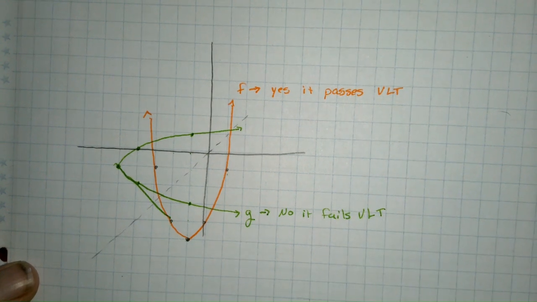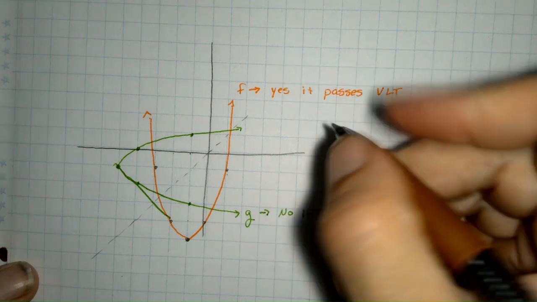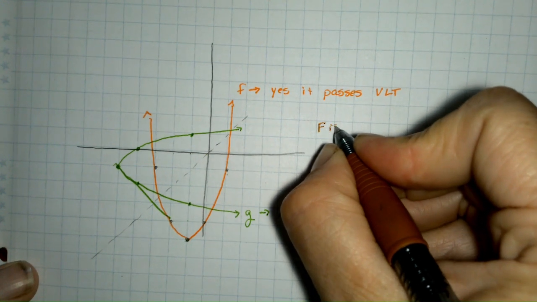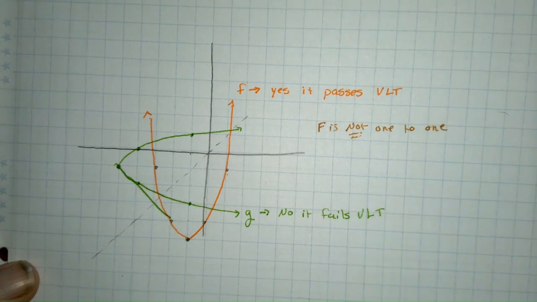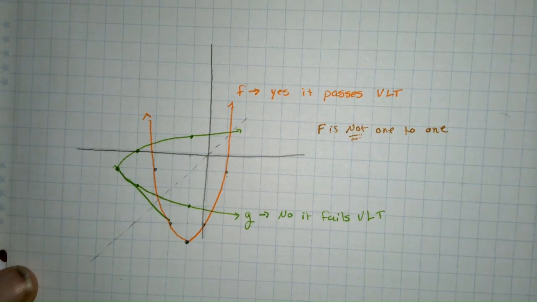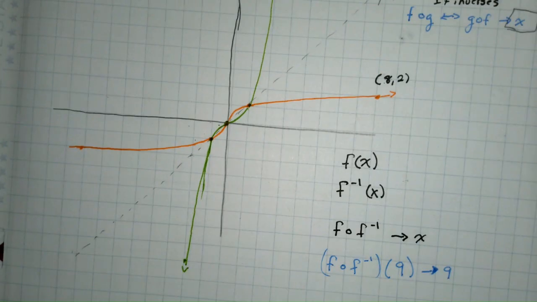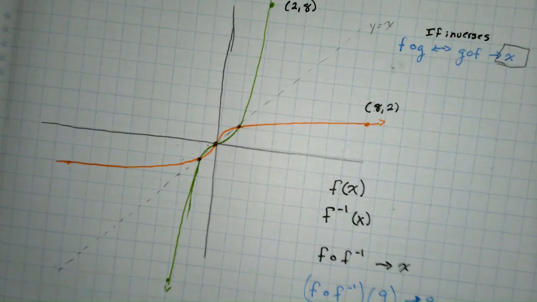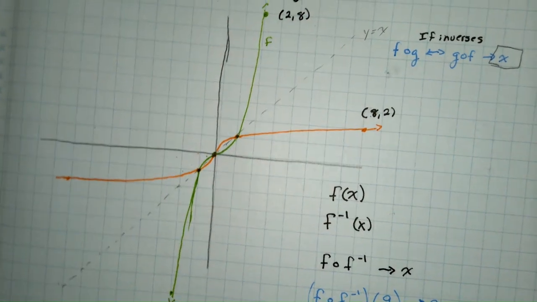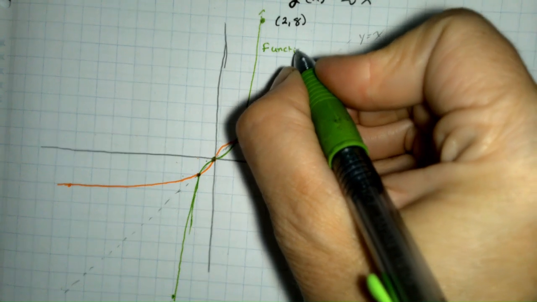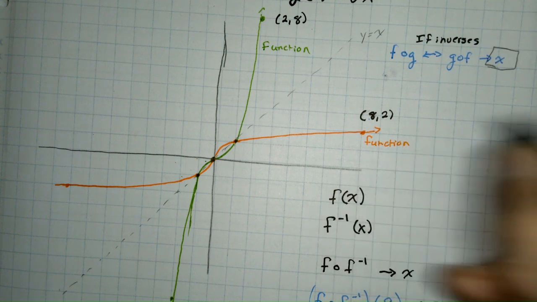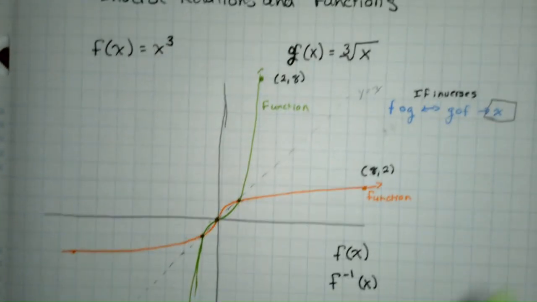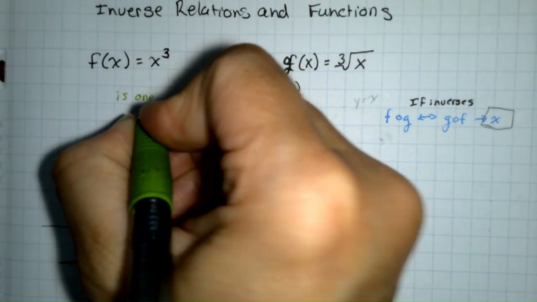Okay? So, new vocab word coming in. F is not 1-to-1. Okay? Let's come up here. Is f a function? This one's a function. Is g a function? Yes, this is also a function. So f, in this case, is 1-to-1.